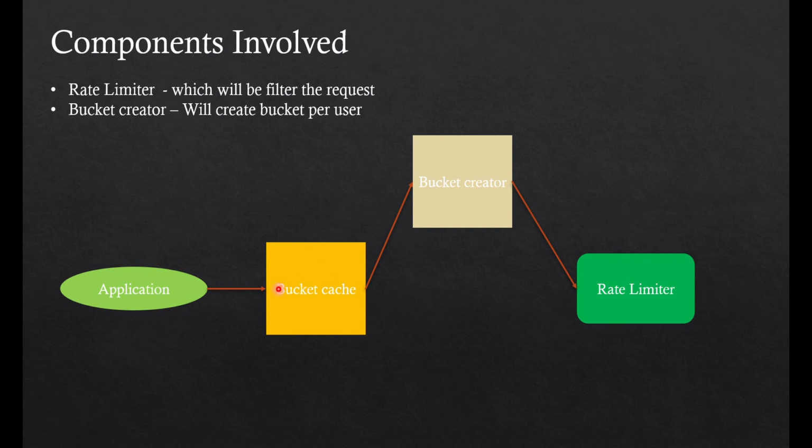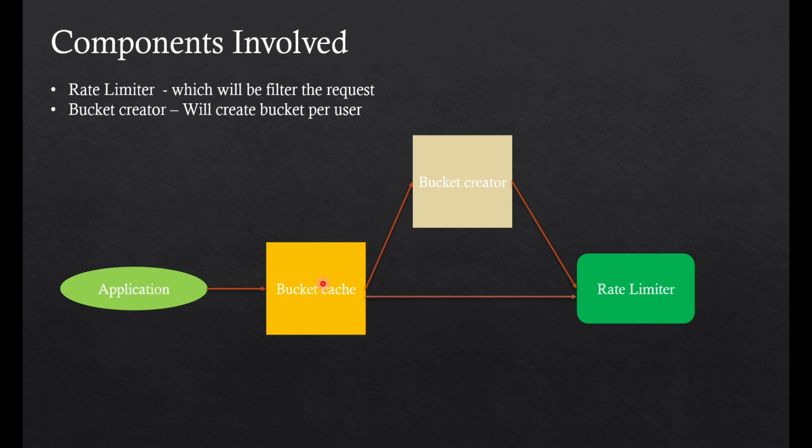If the application finds the bucket in the cache, then in that scenario, it will directly make a call to the rate limiter. Things to keep in mind here are that our system or the classes that we create should be thread safe. Why should it be thread safe? Because multiple requests can come in parallel. A bot can originate requests in parallel, and our system should be able to handle it.